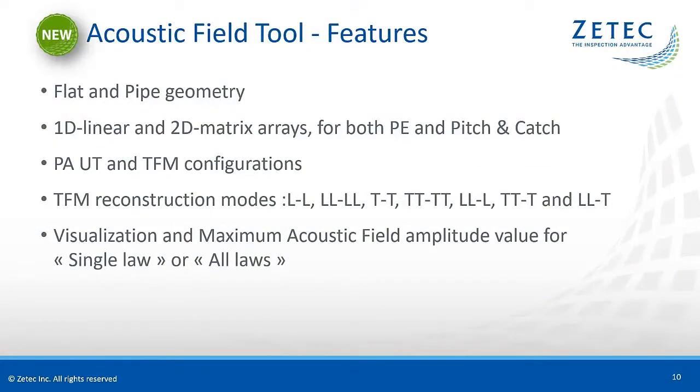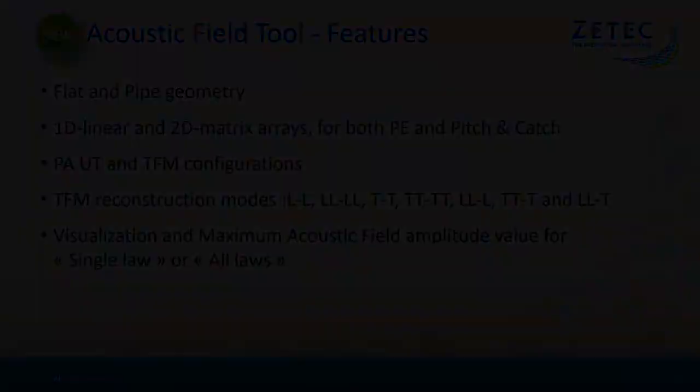This slide is a short summary of the features of our new onboard acoustic field tool. It can be applied for both flat and cylindrical components and welds. As shown earlier, 1D linear and 2D matrix arrays are supported for both pulse echo and pitch and catch configurations. The acoustic field for standard phased array beams, as well as the various reconstruction modes of a TFM configuration, can be rapidly calculated and visualized. And finally, the user interface can provide the value of the maximum acoustic field amplitude for the sweep of beams or for each individual beam.